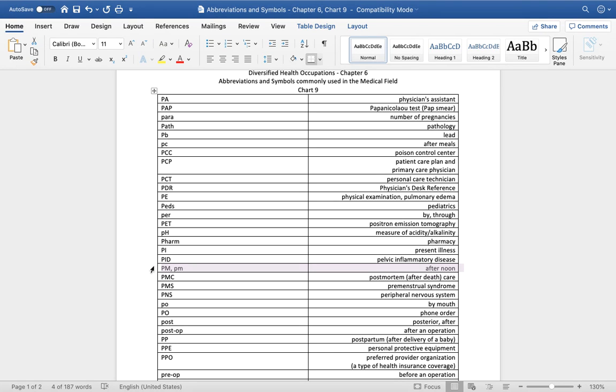PM, this means directly post-meridian, which is not on the sheet, but it means afternoon. Like you have 11 a.m., 11 p.m. PM just means it's the last half of the day.